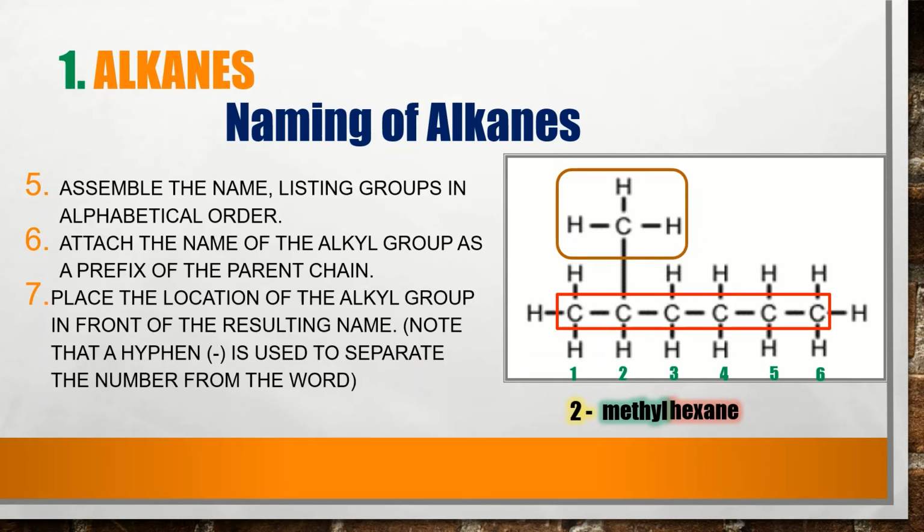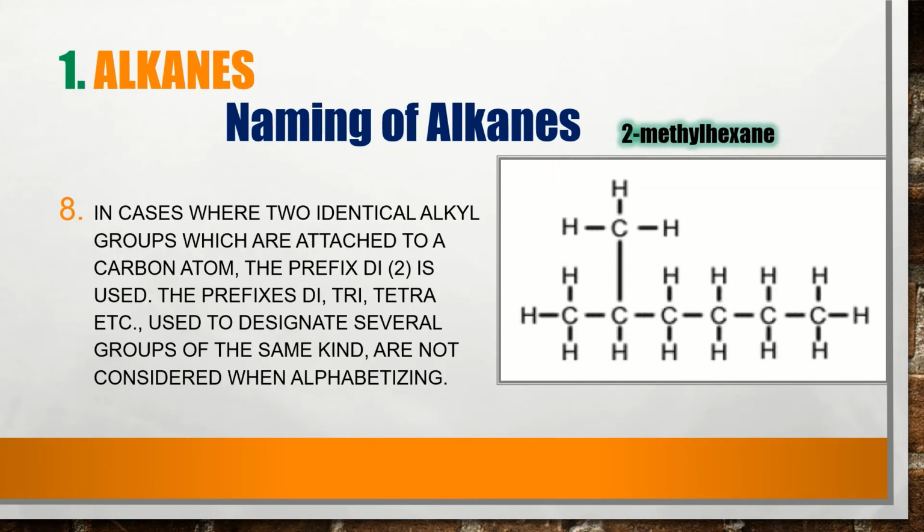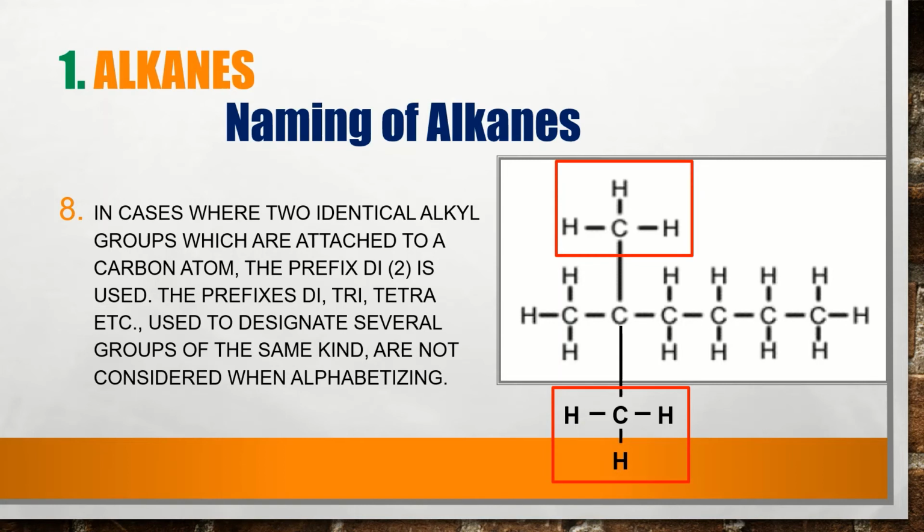Seventh, place the location of the alkyl group in front of the resulting name. Take note that a hyphen is used to separate the number from the word. In our example, the alkyl group, the methyl group, is attached at the second carbon. So we are going to name this 2-methylhexane.